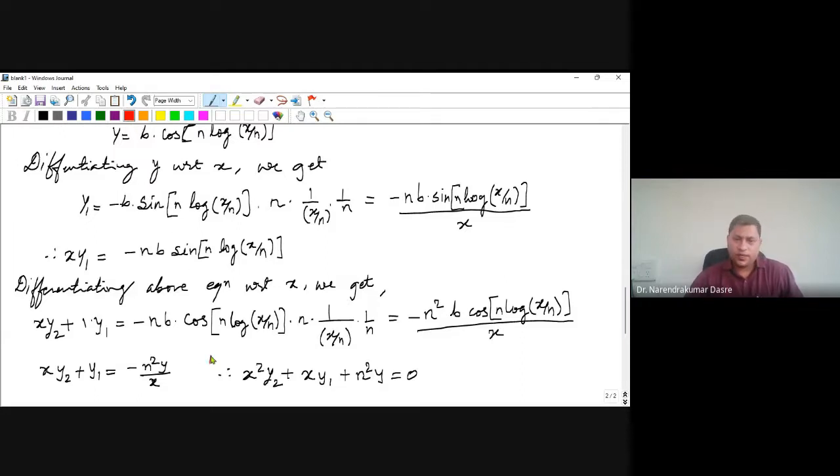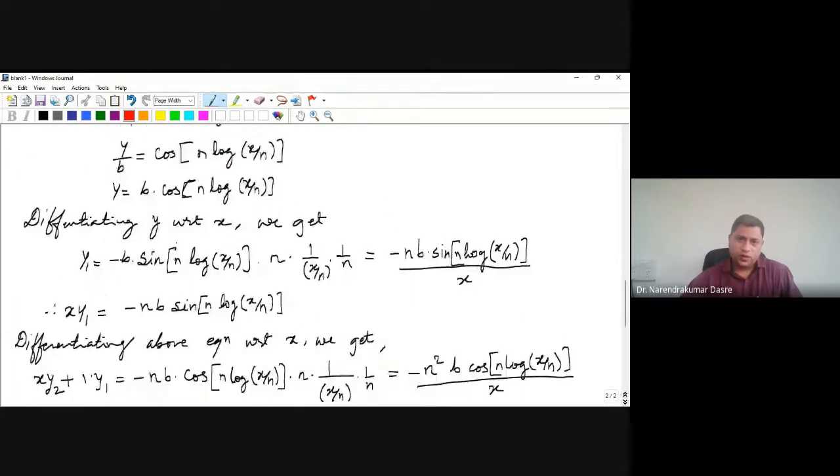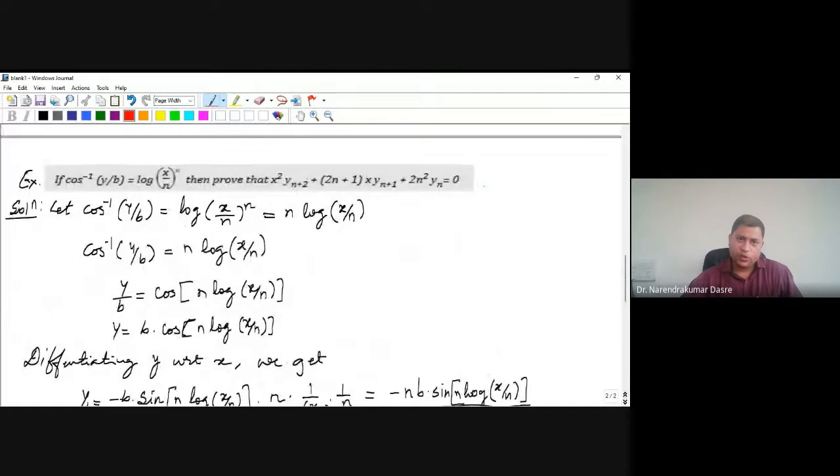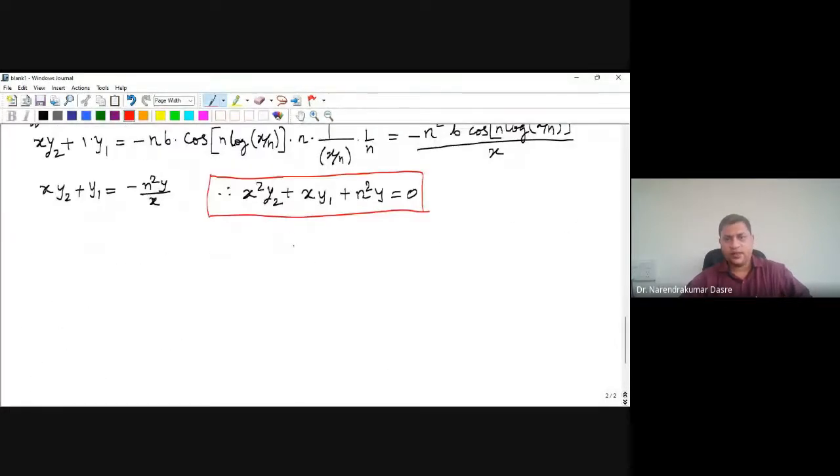And you can see now here we have got the second order derivative. What we want? We want n plus 2. And now we got here the second order derivative. Now, once we know the second order derivative, we can differentiate this equation n times.